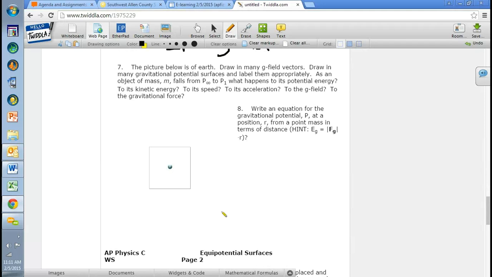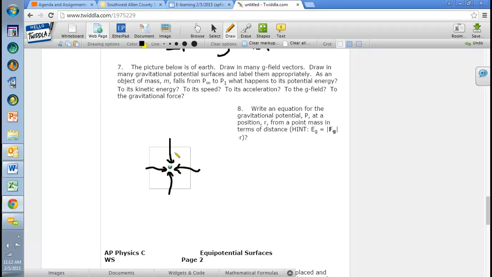Okay, the picture below is of Earth, drawing many gravitational field vectors. So just draw the gravitational field vectors. Tell me how to do that. Arrows pointing inward, okay? So I'm going to go ahead and draw the arrows pointing inward like this. So there it is. Doing the best I can. And then they get smaller farther out.